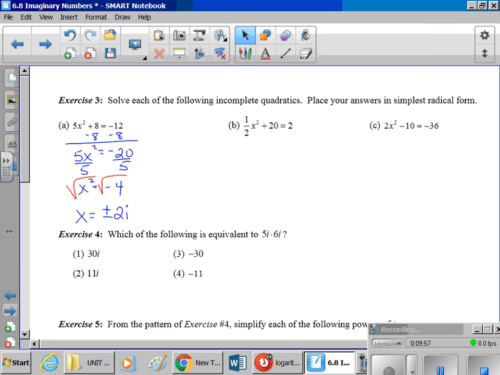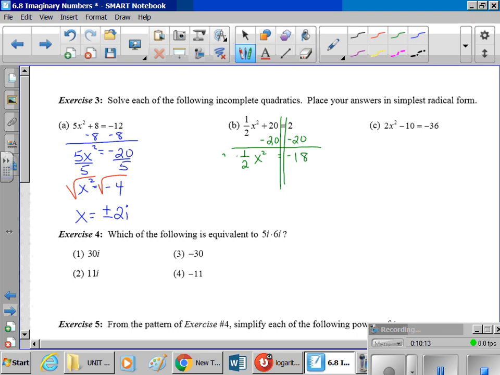Moving on to B. If you want to put your tracks in to help you stay organized, you can. So we get 1/2 x squared is equal to negative 18. Multiply both sides by positive 2, and I get x squared is equal to negative 36. Very nice that it's a perfect square. So x equals, take the square root of both sides again, and x is equal to plus and minus 6i.